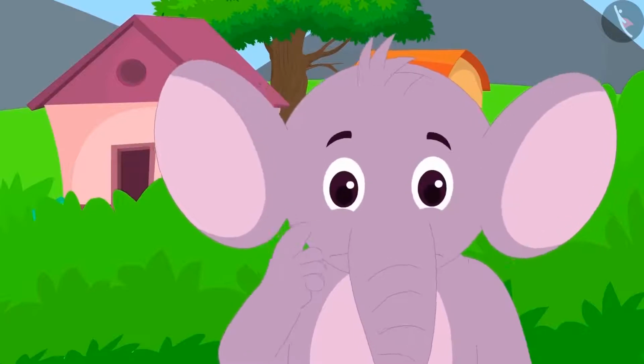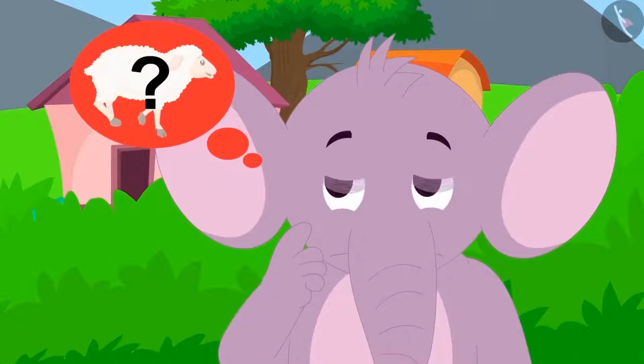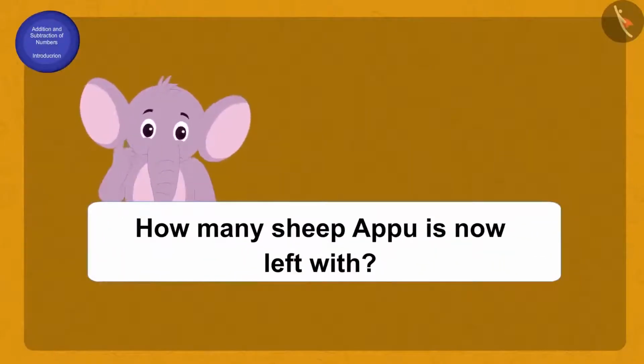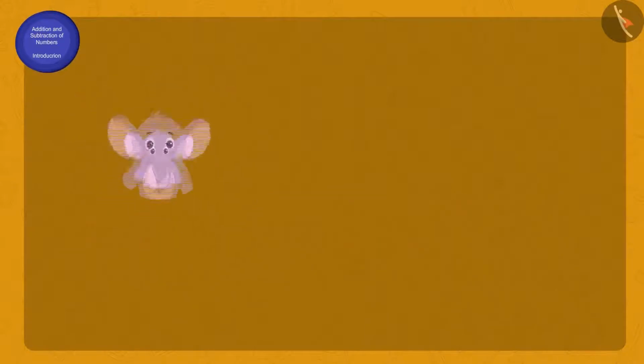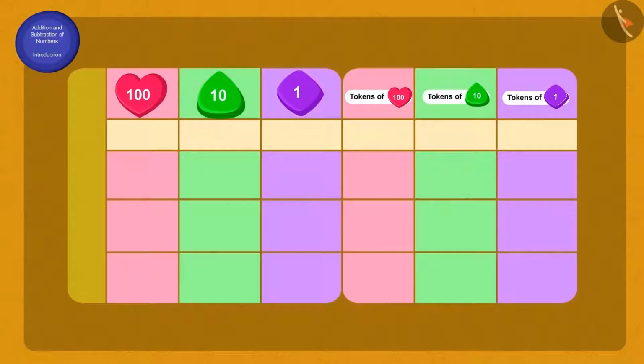Appu is wondering how many sheep he is now left with. Can you help Appu find how many sheep are left with him? To know the number of sheep left with Appu, we will subtract 127 sheep from 568 sheep.